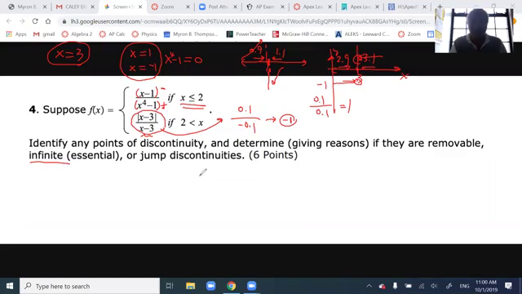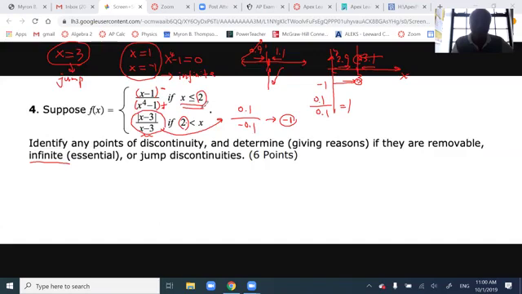So, this part we said already is infinite discontinuity, and this one belongs to a jump. And be careful, there's another one at 2, because this is where the two pieces of the piecewise function join. When you have the joint of a piecewise function, you have to check that part.